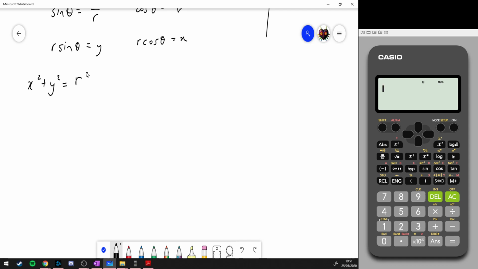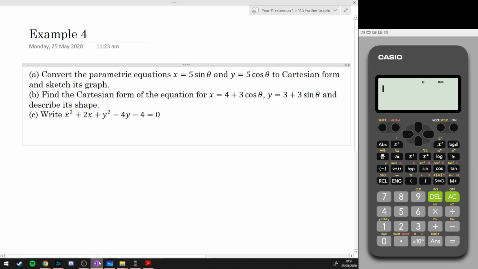Just substitute those values in again, so we're going to get r squared cos squared theta plus r squared sine squared theta is equal to r squared. And then again, if we divide through by r squared, we just get cos squared theta plus sine squared theta is equal to 1. Okay, nice and cool. So let's have a look and see some examples of this.